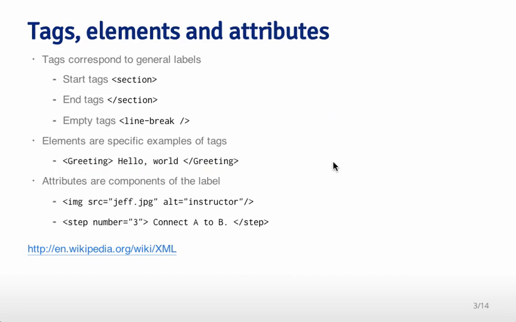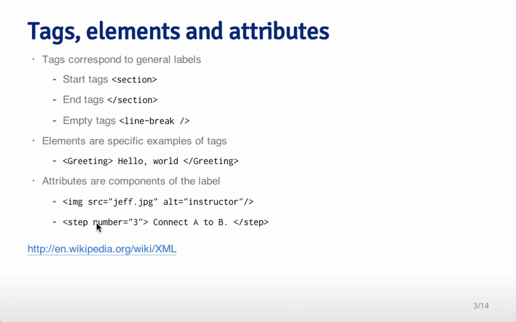Attributes are components of the label, so you can actually add components to these tags. For example, you might have an image tag, and corresponding to that image is an attribute that's the source, so that's where the image is actually coming from, and then an alternate phrase for that tag, and that could be instructor, for example. Another example is, suppose that you have a step tag, and you might have multiple steps. Step number 1 might be tagged with number equals 1, and then 2, and then this is number 3, step 3. And then, of course, it just ends with an end tag, just like it did before.